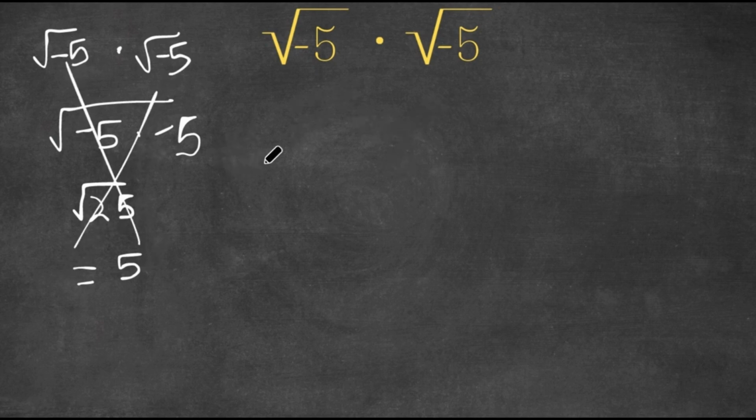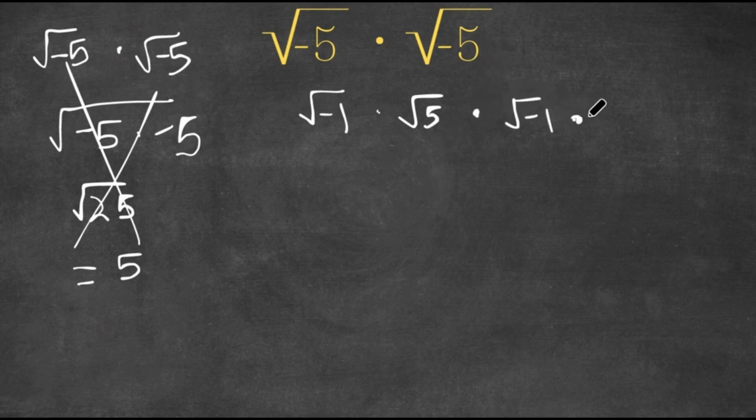So the right method is to first rewrite the square root of negative 5 as the square root of negative 1 times the square root of 5. And I'm going to do the same thing with this one, so the square root of negative 1 times the square root of 5. Now, if you guys know what i is, it's the imaginary number, and it is equal to the square root of -1. So now I'm going to replace all these square root of -1s with i.